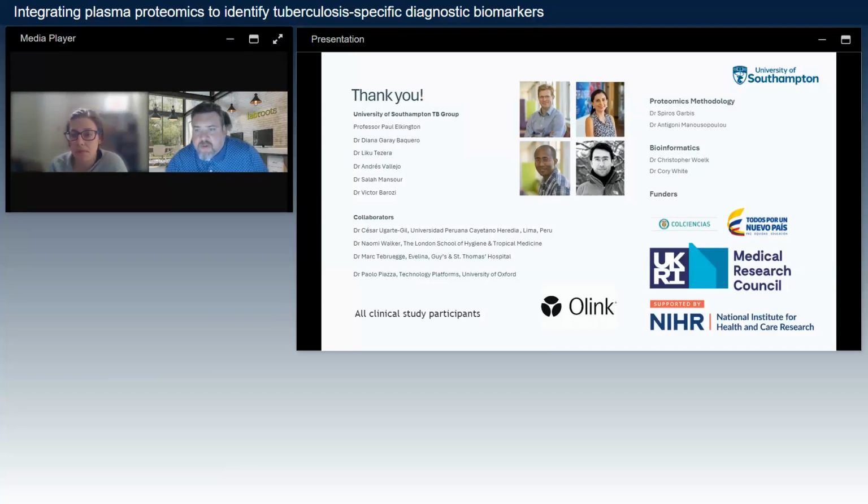Let's go with, how stable are these markers in the serum or plasma? And is there a difference or preference of serum over plasma?